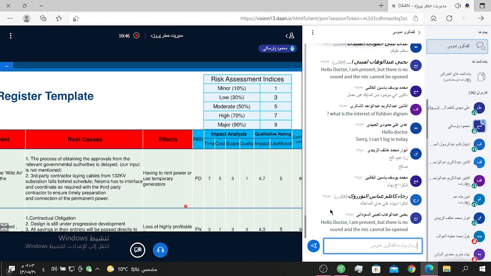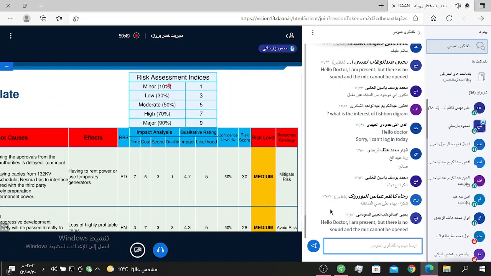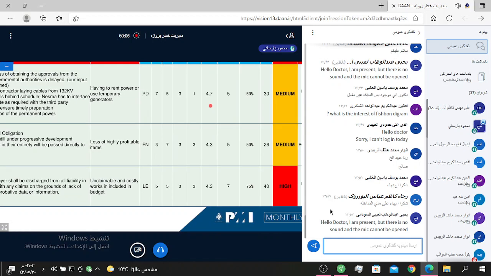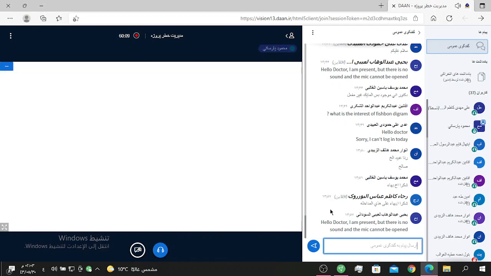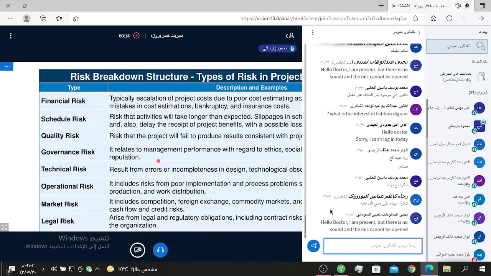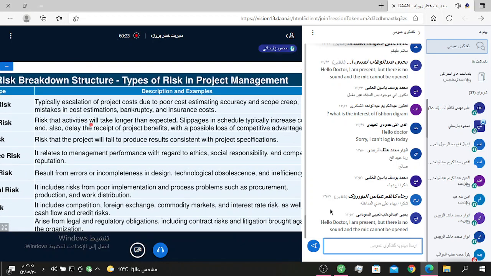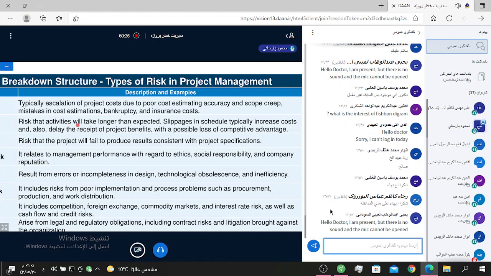This risk register template, we discussed the risk assessment indices, from minor with number 1 to major number 9. This number is according to the standard in this project that we discussed in the before slides. And it's important about risk breakdown structures, types of risk in project management.